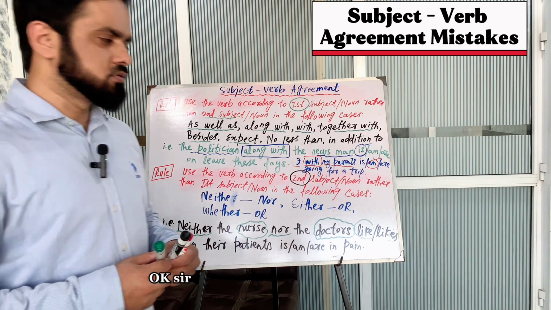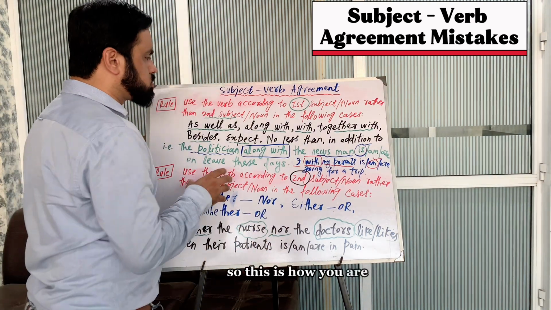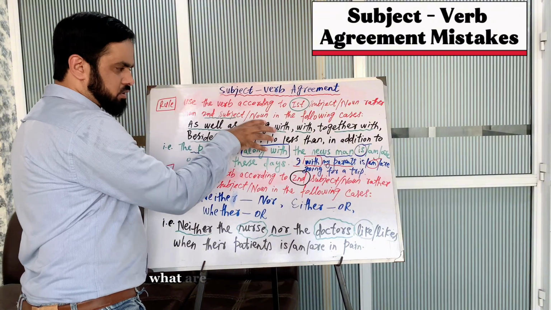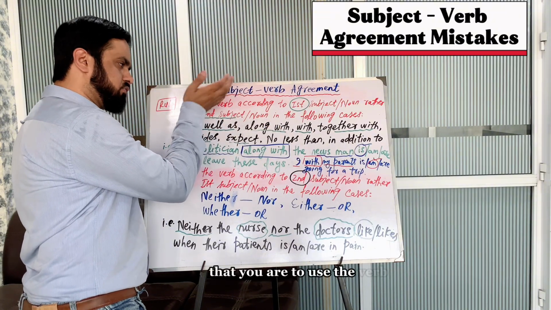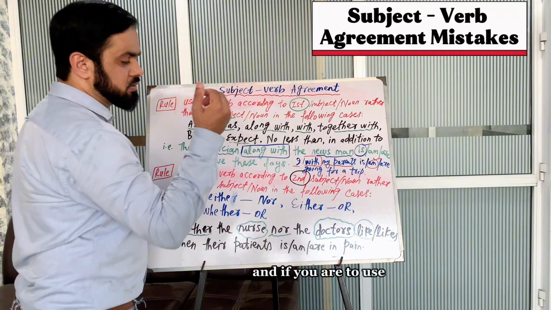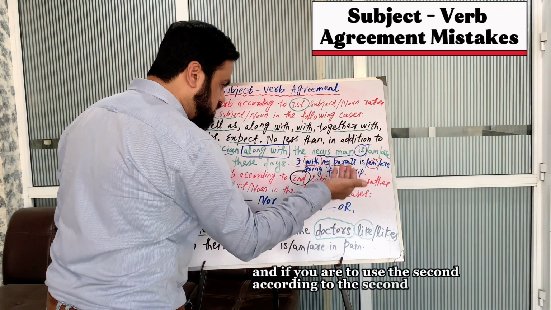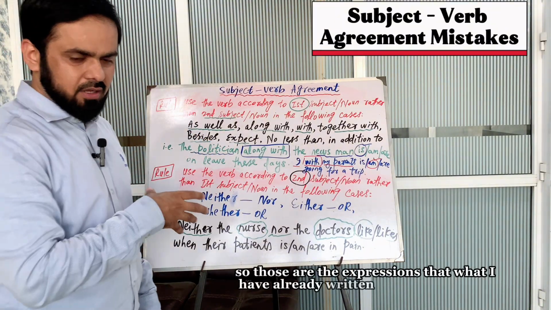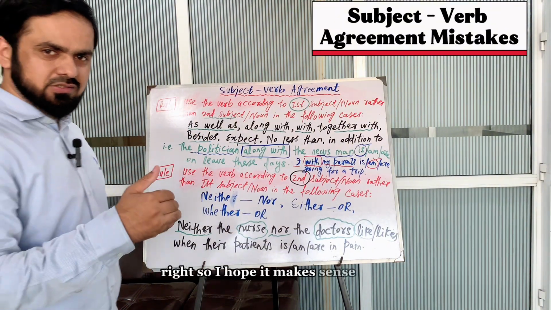Okay, so this is how you are to use the verb according to the first subject, and if you are to use the second, according to the second subject. Those are the expressions that I have already written here, right? So I hope it makes sense to all of you.